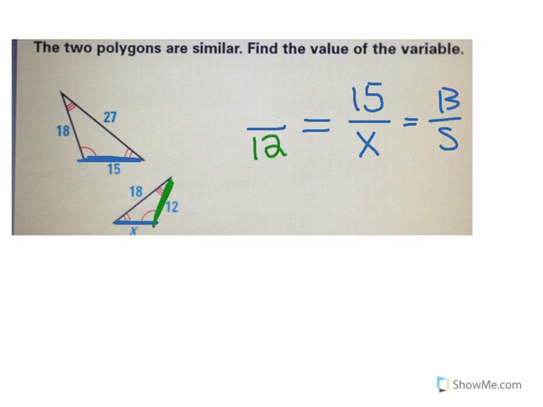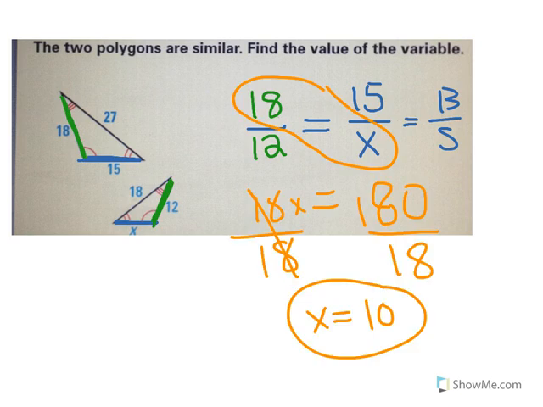Now, the side that corresponds with 12 is actually 18. Notice how it goes from the 3 tick marks down to the 1, 3 tick marks down to the 1. So it's like this triangle kind of flipped over. So 18 corresponds with 12, and it's from the big triangle, so it needs to go on the top. Once you have it set up, that's the easy part. All you do is cross multiply, and you'll see that x is 10.